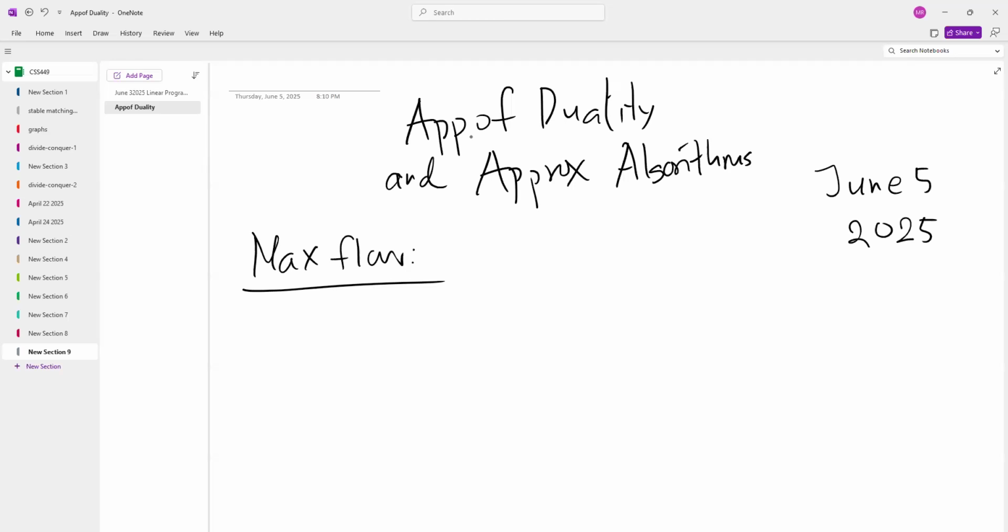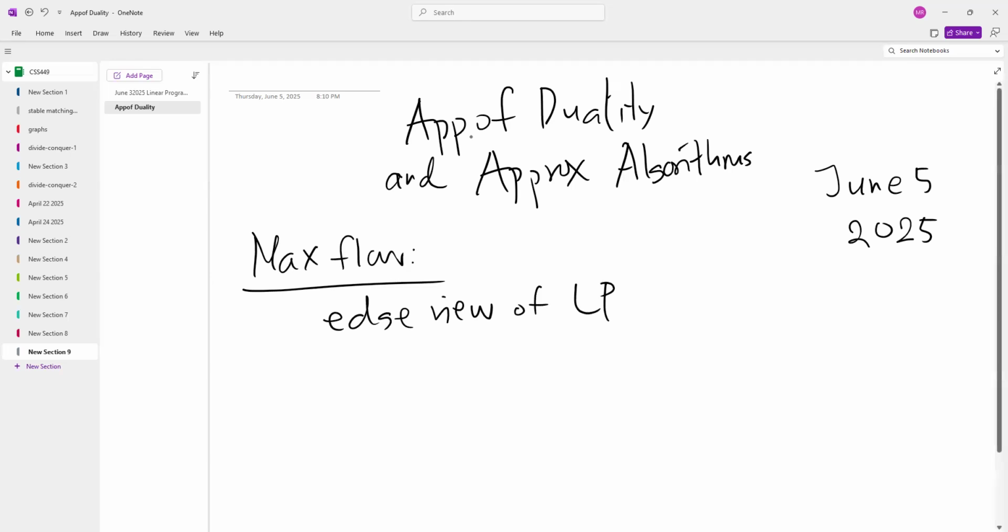And now the max flow problem, like what we saw in the previous class, is one way of formulating it as a linear program, right? What we did is we looked at an edge view of the max flow. We had a variable for every edge, so that's an edge view of the LP where the variables are a flow variable for every edge. And then we do the flow conservation constraints and the capacity constraints, and we have the LP.